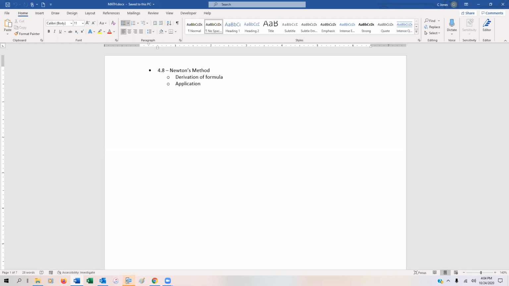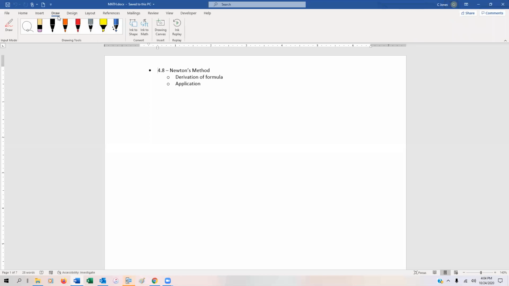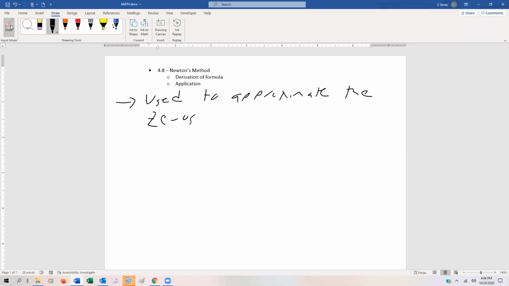So first things first, let's go ahead and define what Newton's method is going to be used for, okay? It's going to be used to approximate the solutions to equations, or the zeros of functions. So it's used to approximate the zeros of functions or the solutions to equations.